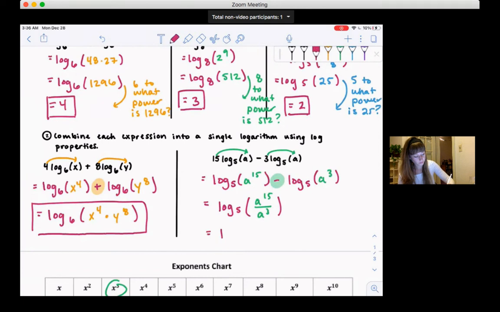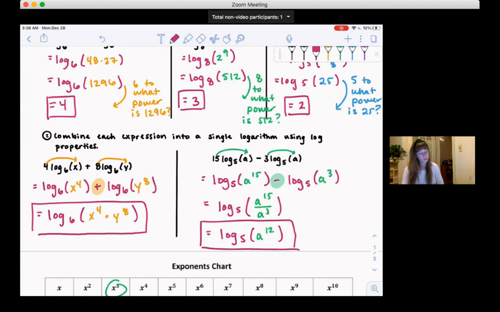So left over, we will have log base 5 of a to the 12th. You might know an exponent property that when you divide, you subtract the exponents. So 15 minus 3 is 12. All right, and now we're in a single logarithm. We're fully simplified, so we're done.